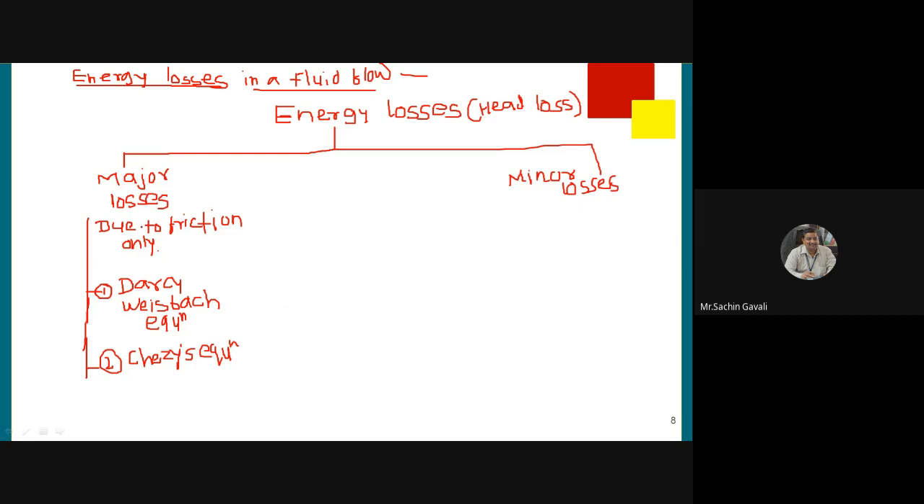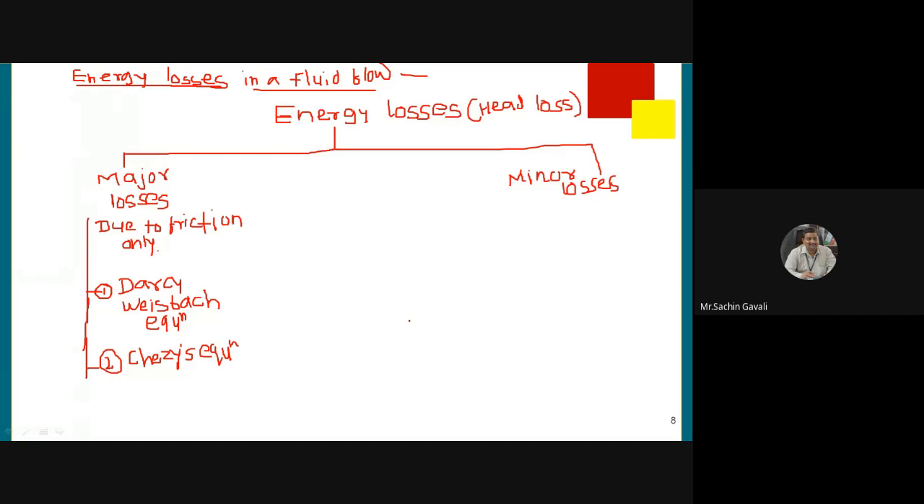So first category of energy losses is what? Major losses. Energy losses or head losses are classified into two categories. One is major losses. It is due to friction only. And this can be calculated by two methods. One is Darcy-Weisbach equation. Another is Chezy's equation. Then minor losses.